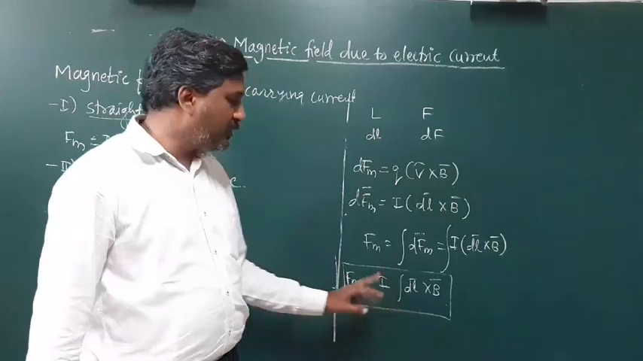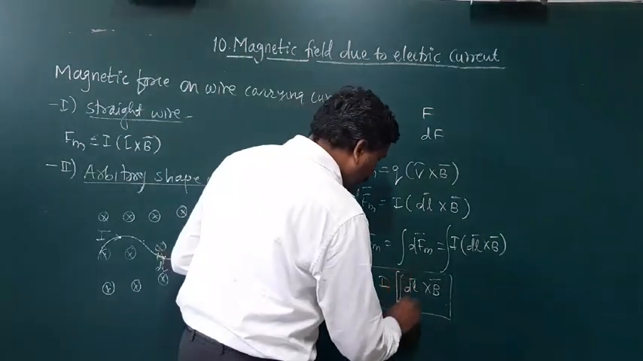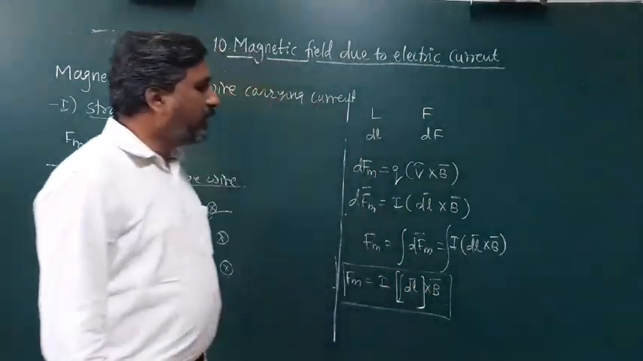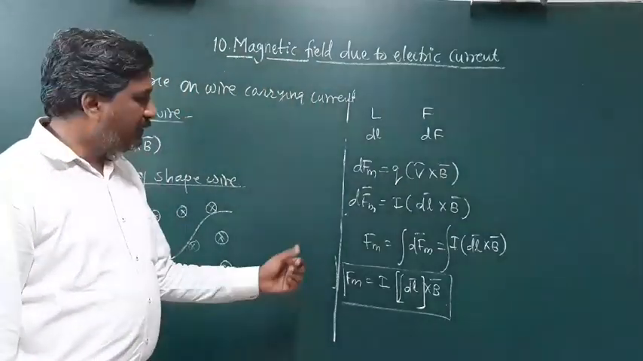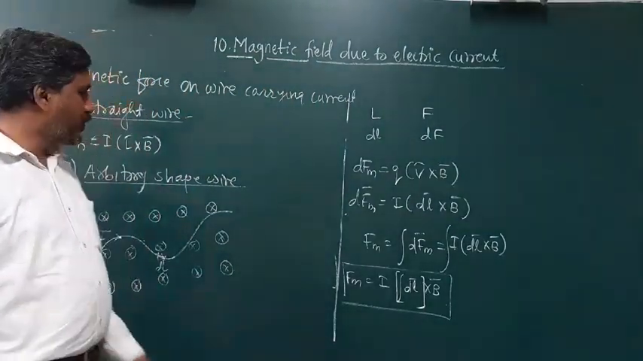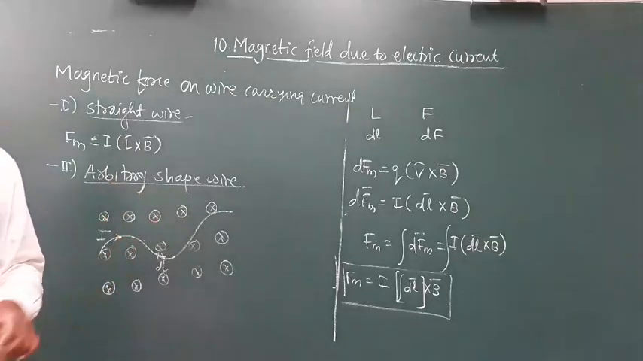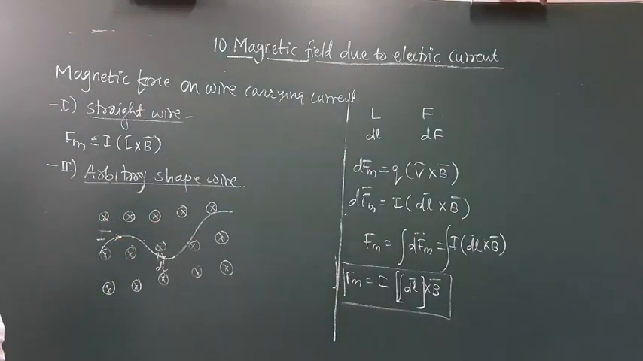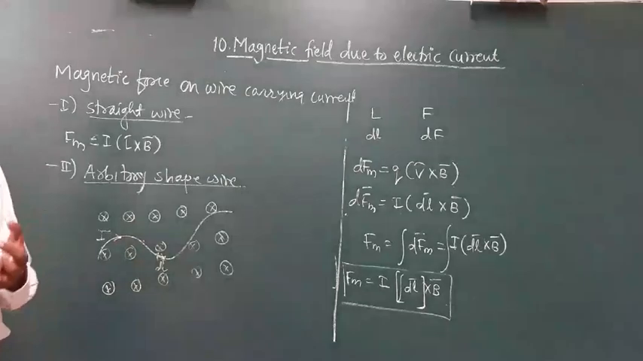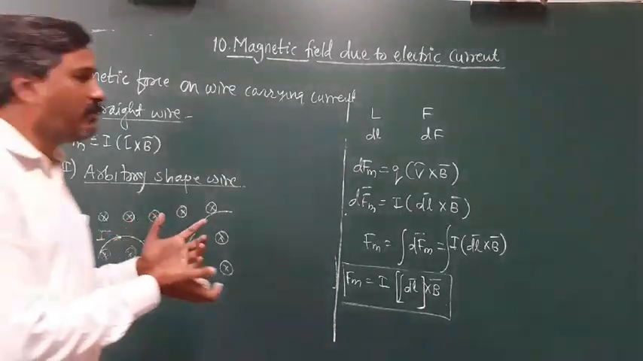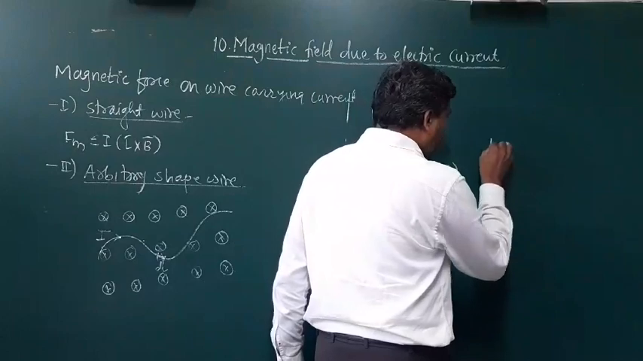Okay, are you getting this? Or simply we can write it in this way, I integral of dl cross B. In this way we can calculate the magnetic force for the arbitrary shape of this wire. Okay, this is my second case. And if the wire is closed, this is one more sub-application of this part.